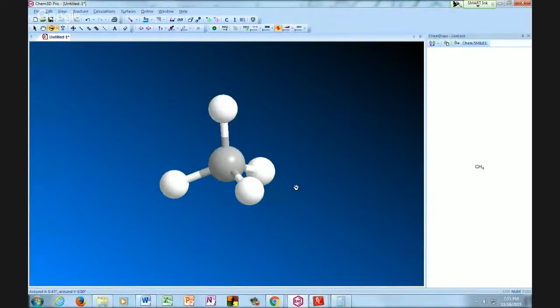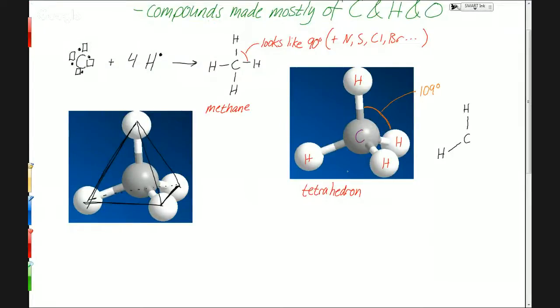So if we take a look at that again, see this one's coming out at you and this one's going back. See that? So these 2 are right in the plane, but the other ones are going out and coming back. So we have to find a way to express that. And the convention that we use is what we call dash wedge notation. This wedge, it's called the wedge, means that that hydrogen is coming out at you. And then we make a dashed line like this to show the other one going back away from you.